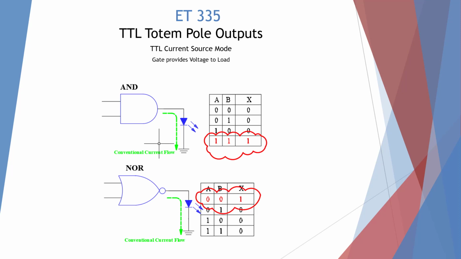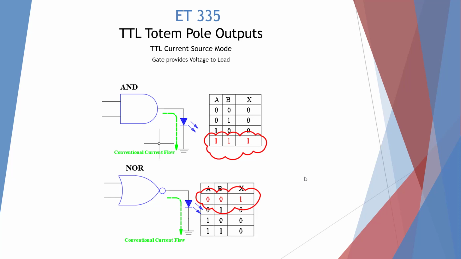Here we're showing the devices that provide a current source. What we want to do is make decoders, and decoders should only work on one input combination. So for source mode, we should be using an AND, and we look here, we've got 1, 1, 1, which is providing power, a high, or a NOR, 0, 0, 1, providing power.